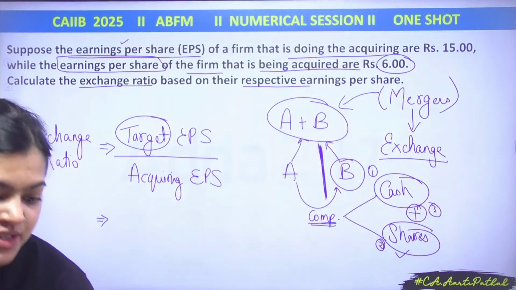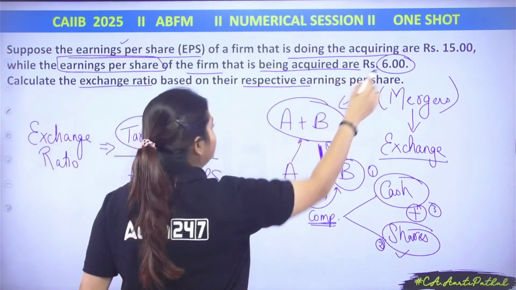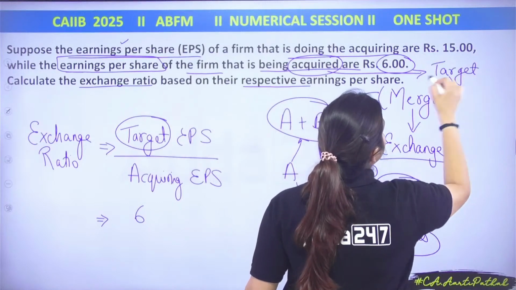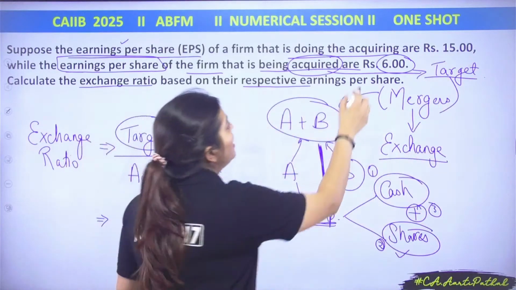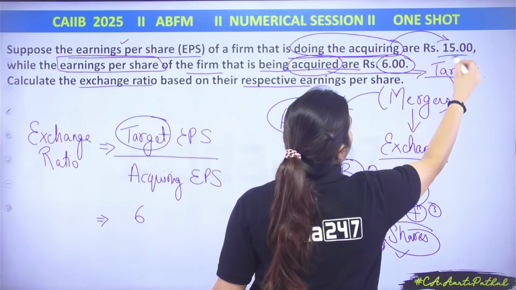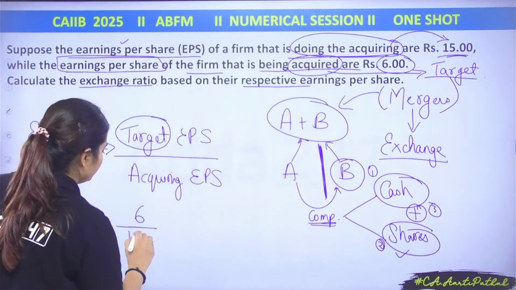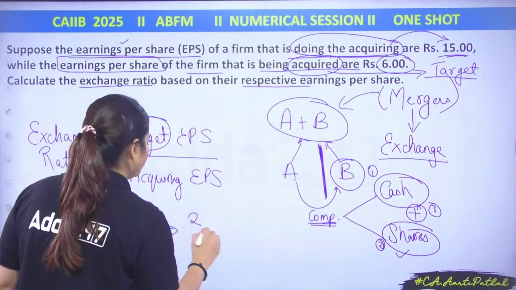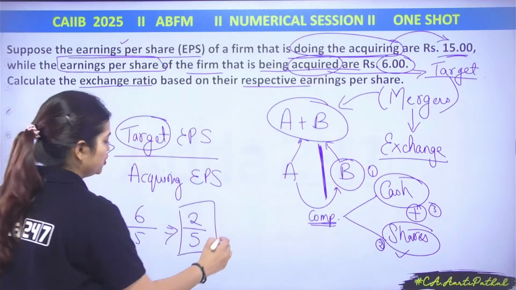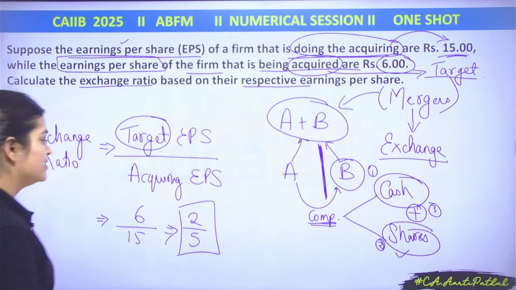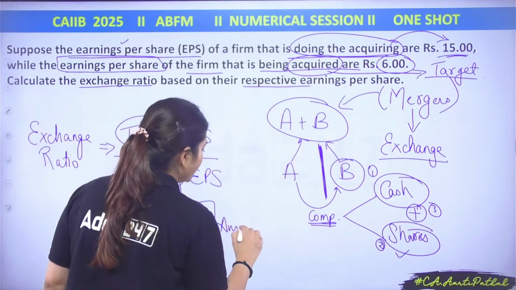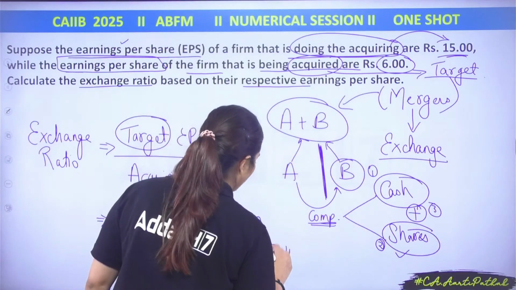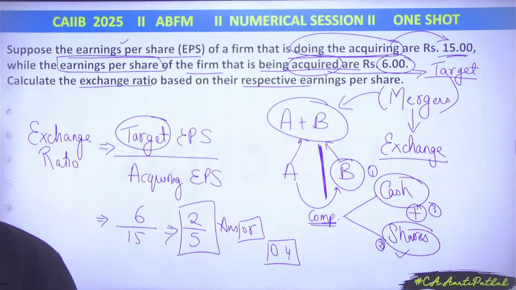Yes, correct. So, in the numerator, you are going to take 6 because 6 belongs to your target company. Okay? And 15 is doing the acquiring, meaning the acquirer is 15 here. So what is the exchange ratio? 6 divided by 15, or if you want to simplify it, you can say 2 divided by 5. This is the exchange ratio you can calculate, correct? You can give the answer in this format also, or you can give the answer in decimal, that is 2 divided by 5, that is 0.4. This is the exchange ratio.